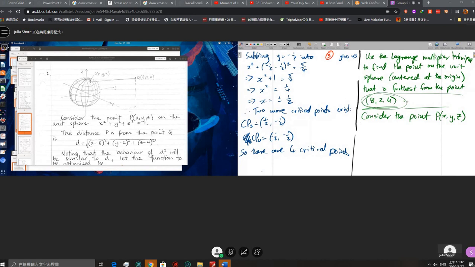So we're not trying to find the closest point. We're actually trying to find the farthest point, which is interesting. So yeah, the point isn't on the sphere, and we're trying to figure out how far can we get from it.